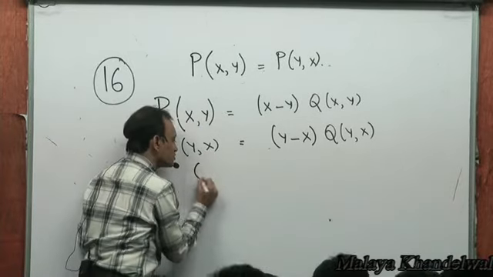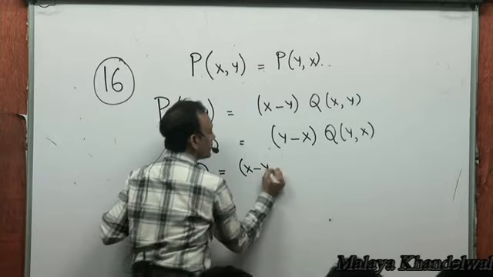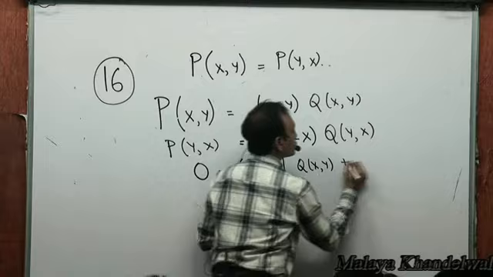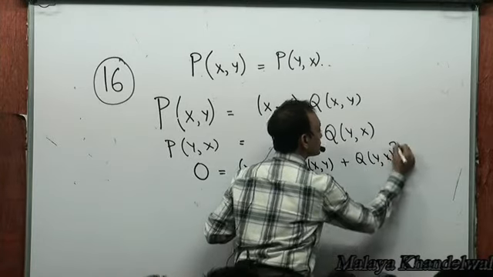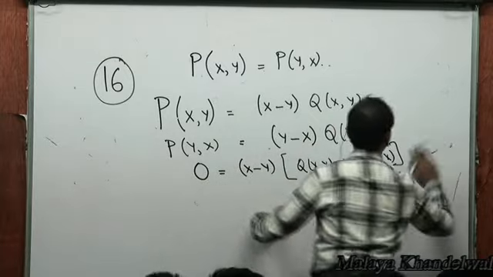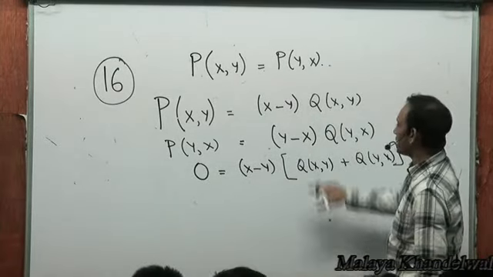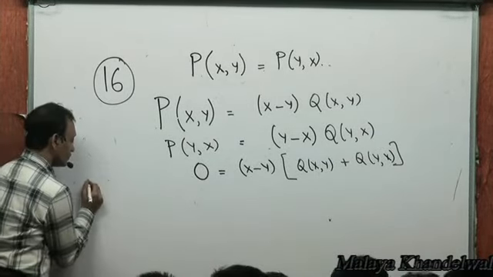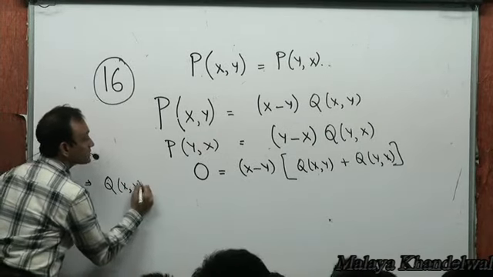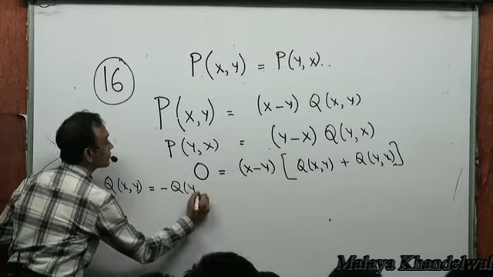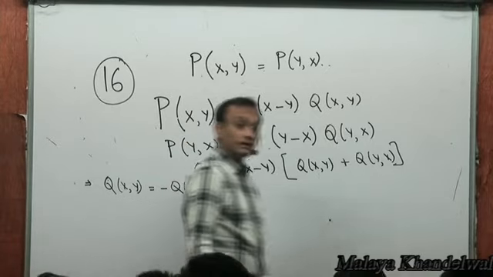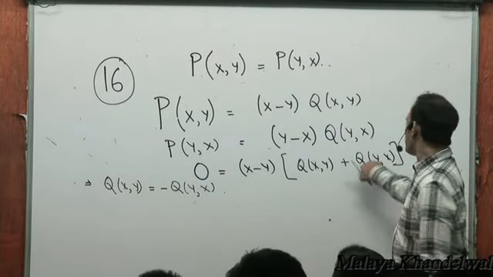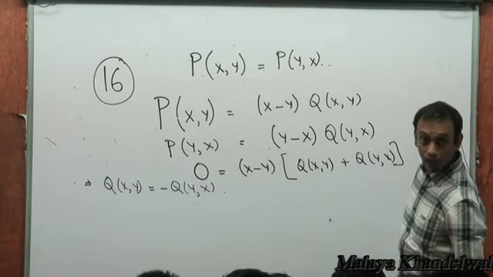So if I subtract, then I get 0 equal to (x minus y) times [q(x,y) plus q(y,x)]. When I subtract, this is what I get. Which means q(x,y) must be the same as minus q(y,x). This must be 0. Q(x,y) therefore must be the same as minus q(y,x).